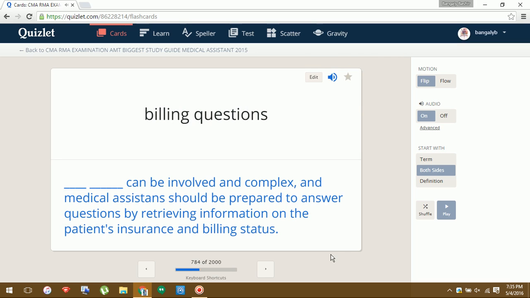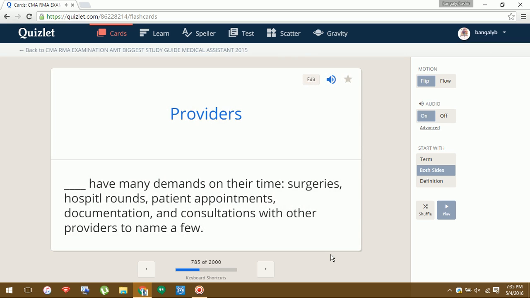Billing can be involved and complex, and medical assistants should be prepared to answer questions by retrieving information on the patient's insurance and billing status. Providers have many demands on their time: surgeries, hospital rounds, patient appointments, documentation, and consultations with other providers, to name a few.